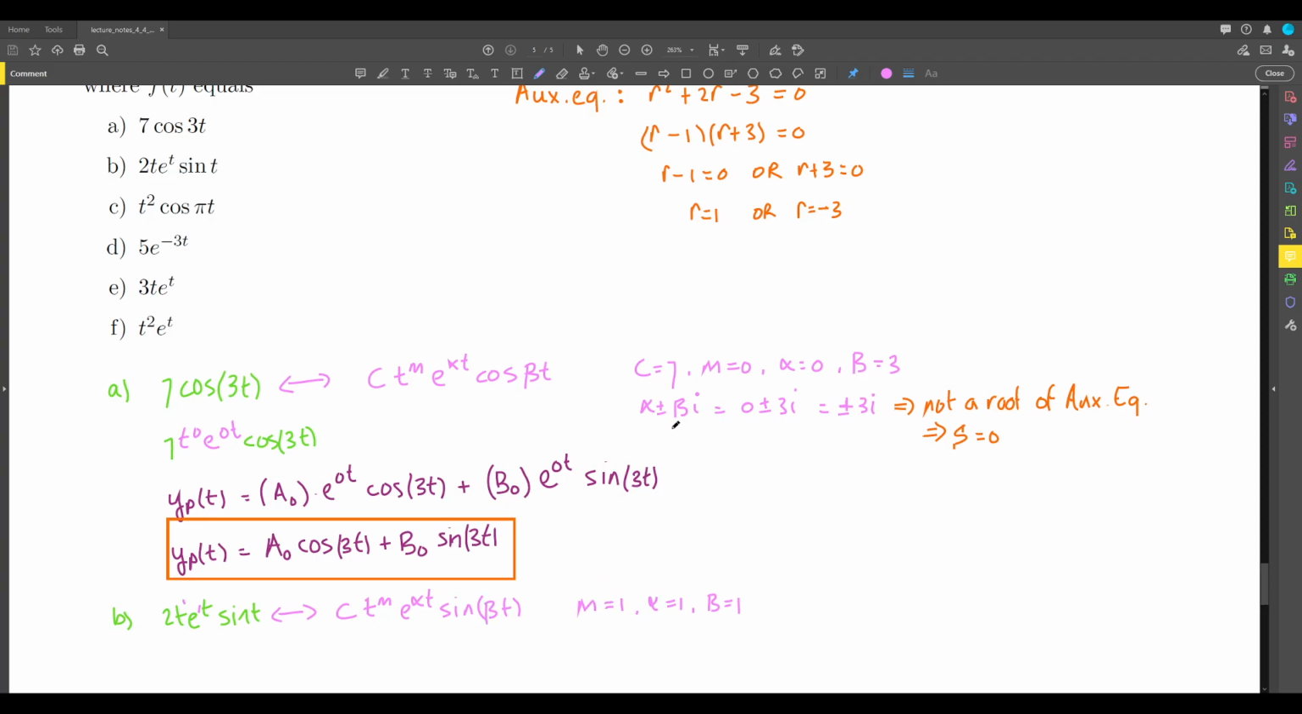Now let's take a look at the complex root. Alpha plus or minus beta I. That now is 1 plus or minus I. And again, that's not a root of the auxiliary equation. So our conclusion there is that s equals 0 as well. And with those values, our particular solution now looks as follows.